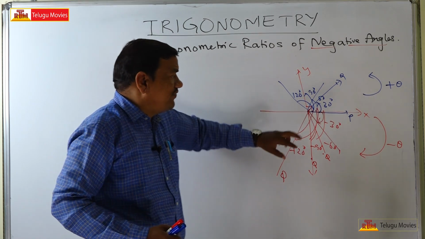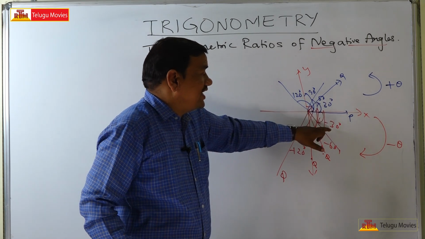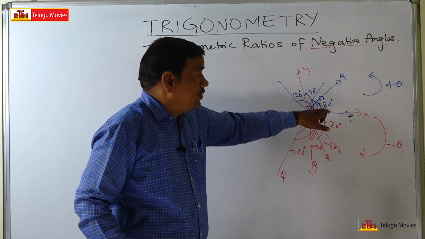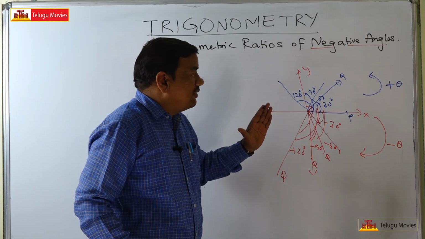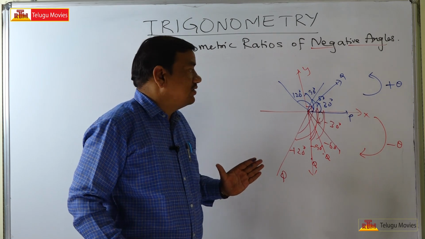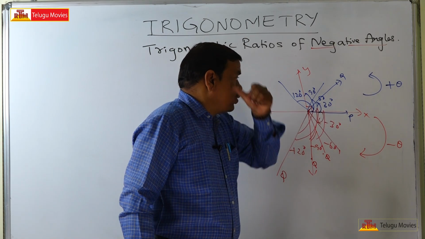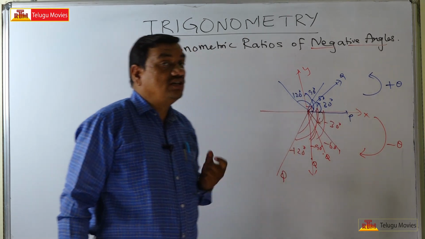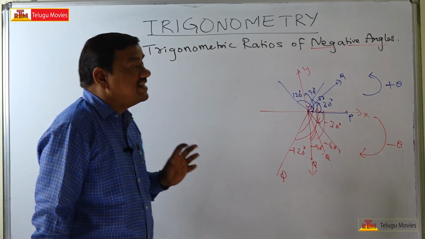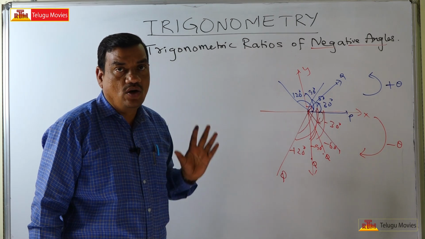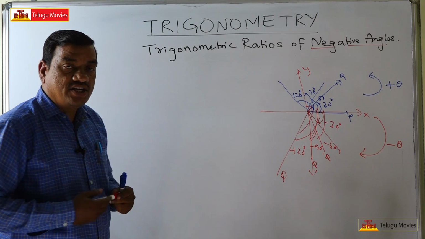Okay now, to clarify that: one is the anti-clockwise direction, another one is the clockwise direction. If the terminal side rotates in the clockwise direction, the angle is treated as a negative angle. If the terminal side rotates in the anti-clockwise direction, the angle is treated as a positive angle. I hope you understand what is meant by a negative angle. Now we are going to see the trigonometric ratios of negative angles.